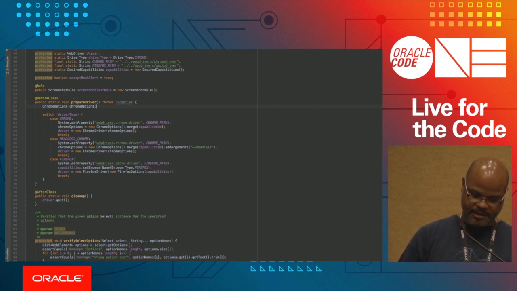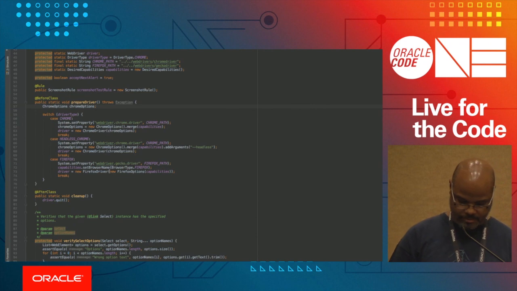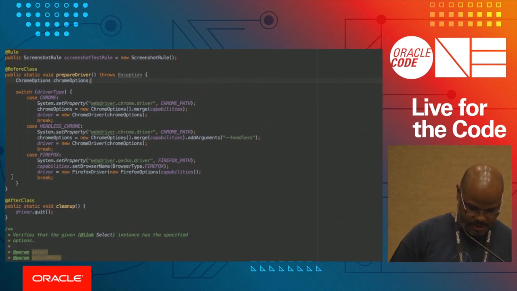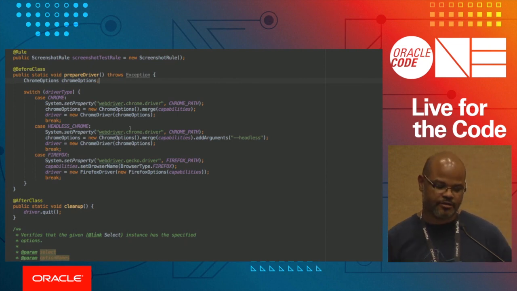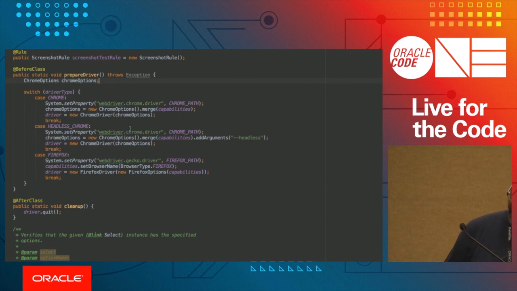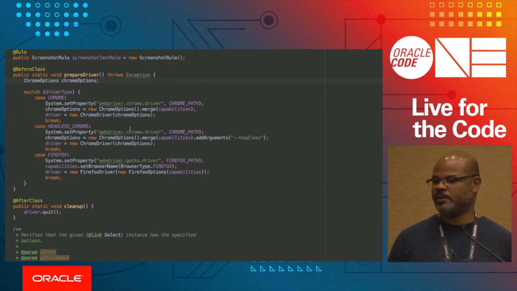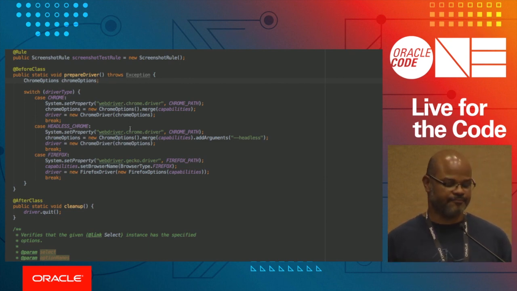Here's what's happening: we've got a method to prepare the driver, and based on the driver that's selected, whether it's Chrome, Headless Chrome, or Firefox, which are the only ones I've written for this test, I am going to create a new WebDriver instance, and then send in some options. Let me see if I can make it even bigger for you guys. And those options vary by the WebDriver implementation, okay?